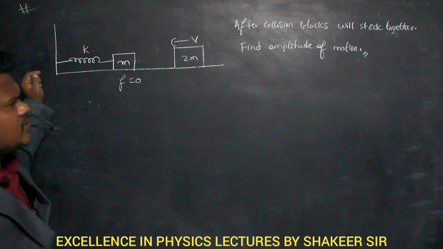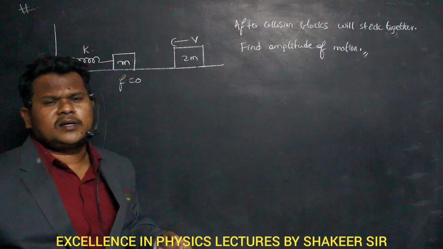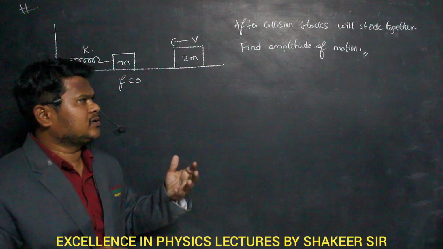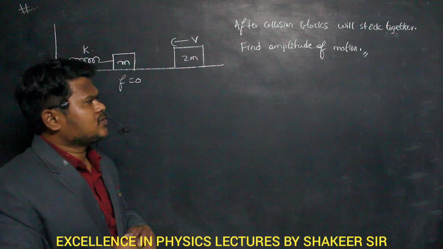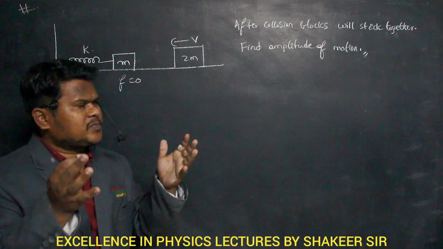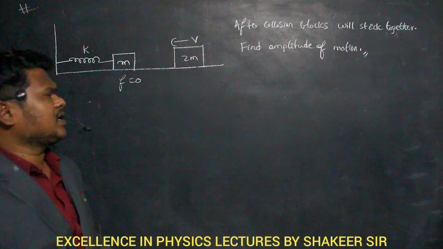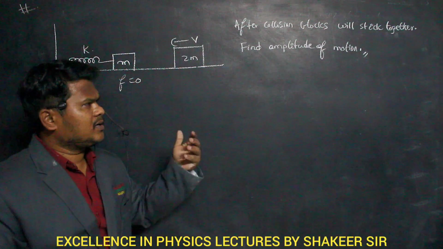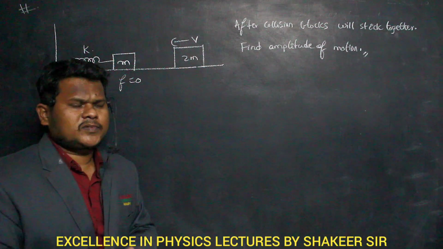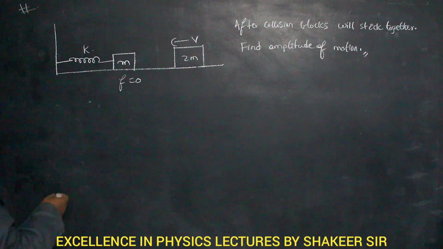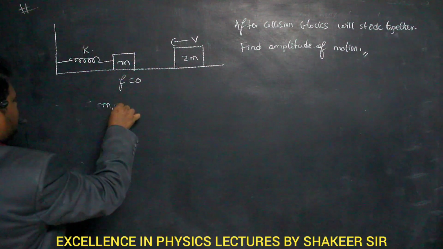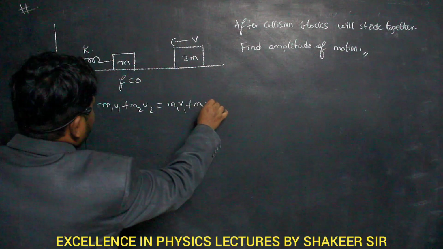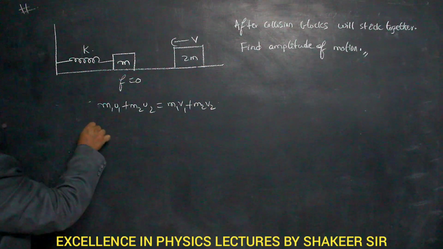What is meant by sticking together? It means that this is a perfectly inelastic collision. Then we are supposed to find the amplitude of motion of this system. Here the amplitude of motion is nothing but the maximum compression produced in the spring. Clear? Whether it is an elastic or an inelastic collision, momentum is always conserved. So writing the momentum equation: m1 u1 plus m2 u2 equals m1 v1 plus m2 v2.